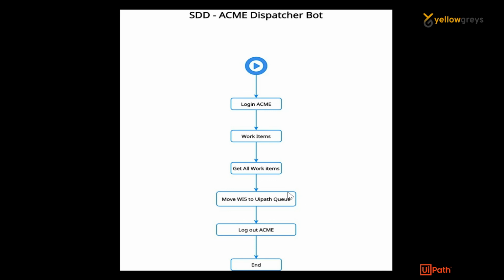There is one challenge here: how we are going to push only the work item 5 into the UiPath queue. Stay tuned, and in the next video we are going to cover the same SDD for the performer bot. Then we will start the development.